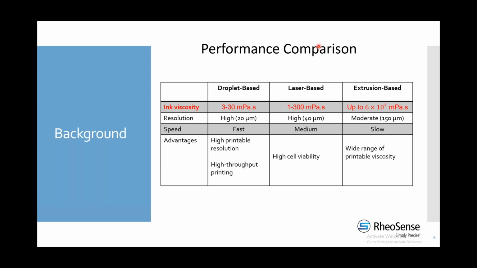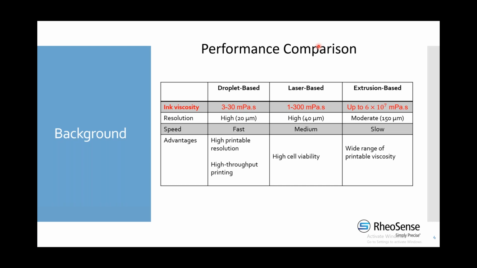Now let's take a look at the performance comparison between different bioprinting processes. First of all, I'm going to compare the range of printable viscosities that is the main focus of this webinar. Both the droplet-based and laser-based printing systems have a narrower printable range of viscosities compared to the extrusion-based. Additional pressure that is used in extrusion-based system allows the deposition of the more viscous bioinks.